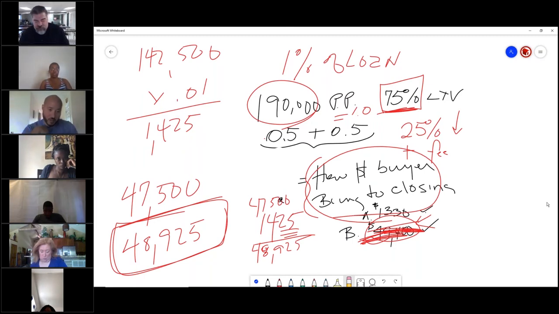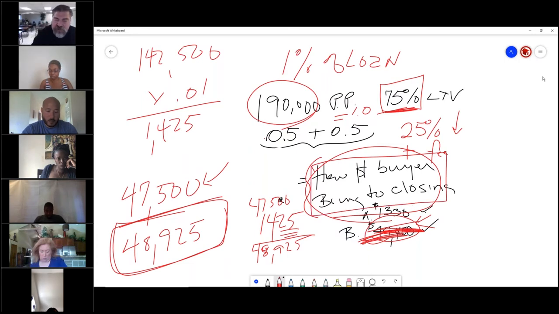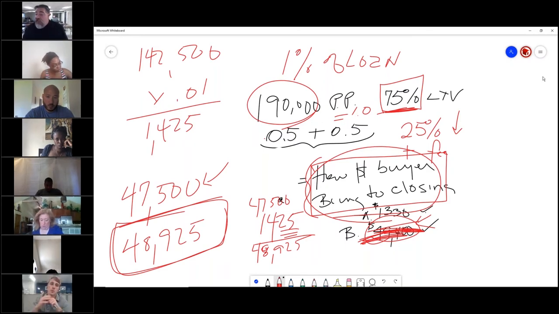Okay, I kind of got lost there for just a second. Where did the 47.5 come from? That's the 25% of the purchase. Yeah, that's right. The 25% that you got to bring. Because the question was, how much did the buyer have to bring to closing? If he got a 75% loan to value, that means he's bringing 25% in the equity, right?